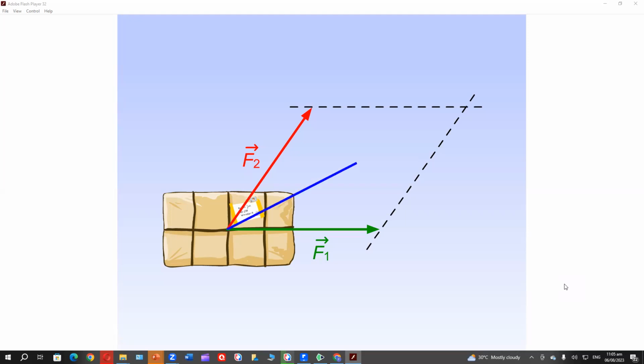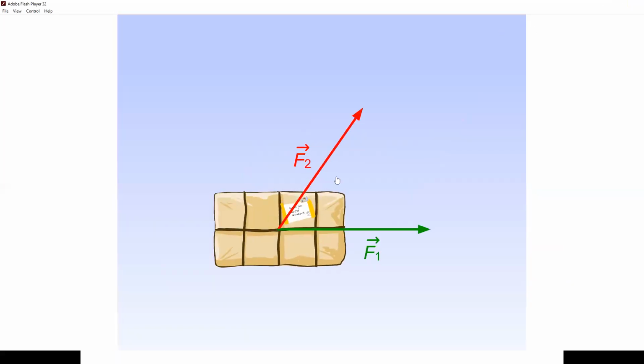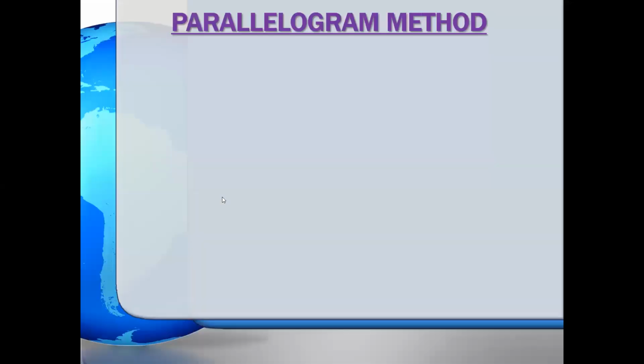Now, we draw a vector of the resultant force. Its origin is located at the point where the common origin of the two vectors is located, and the end is marked by the point where the straight lines intersect. The construction results in a parallelogram whose sides are the component force vectors and whose diagonal is the vector of the resultant force. This method is called parallelogram method.